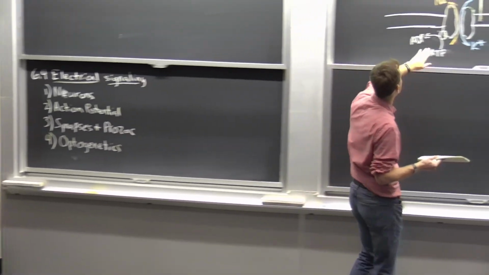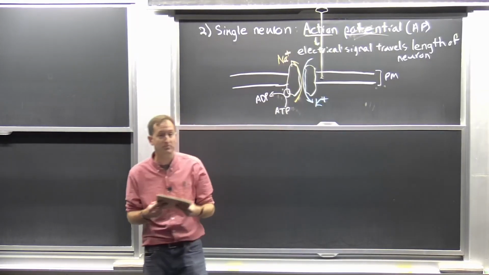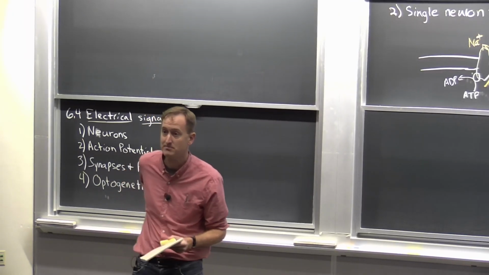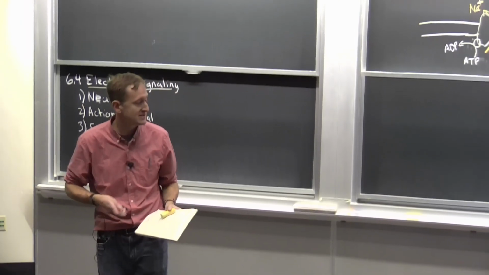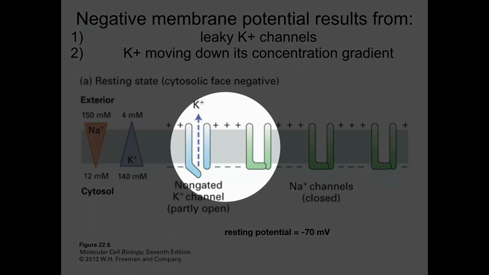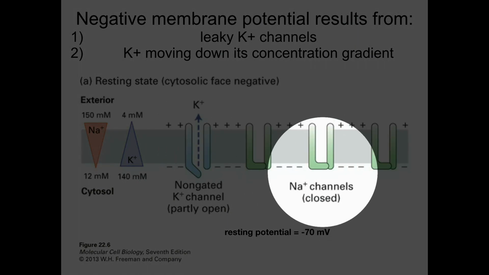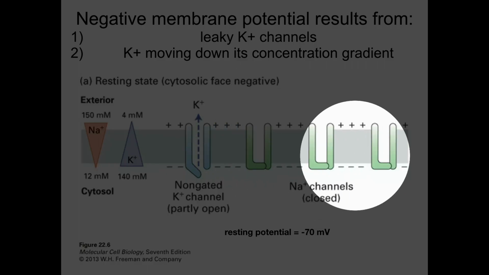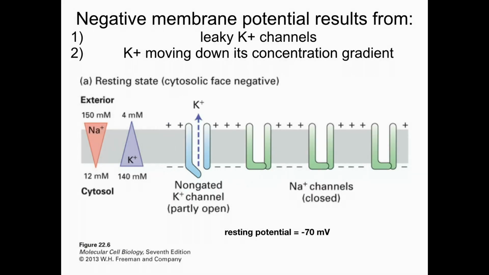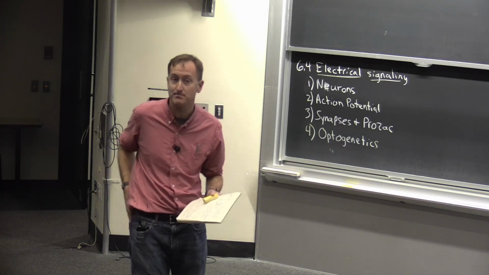Okay? Now, if one sodium ion was pumped out for every potassium ion pumped in, there'd be no charge difference between the exterior and the cytoplasm. But what happens in the plasma membrane is that in addition to the sodium-potassium ATPase, there are other channels present. There are sodium channels. These are mostly closed. But there are some potassium channels that are leaky, and they're basically leaking potassium from the cytoplasm out into the exoplasm, okay?